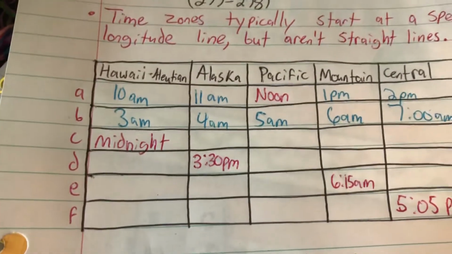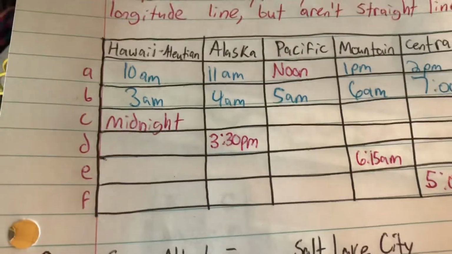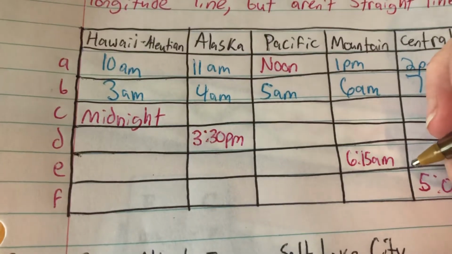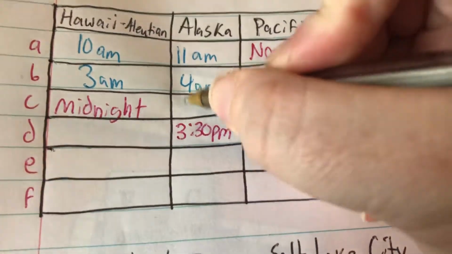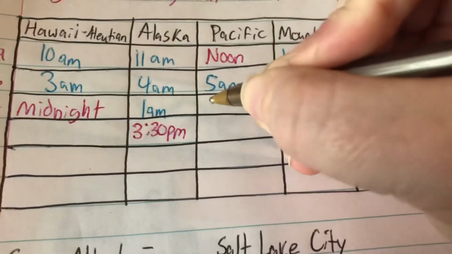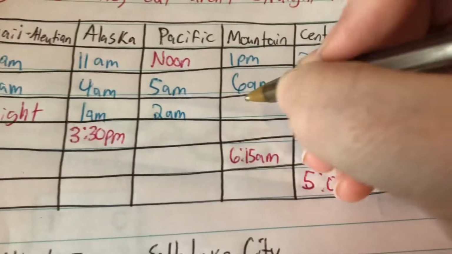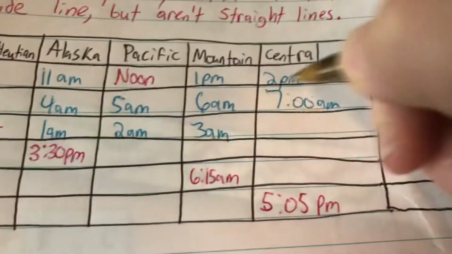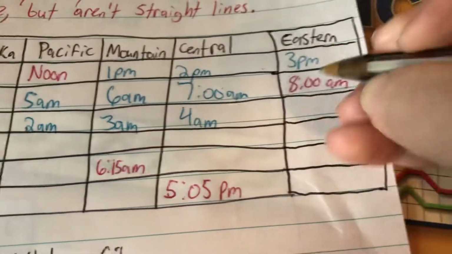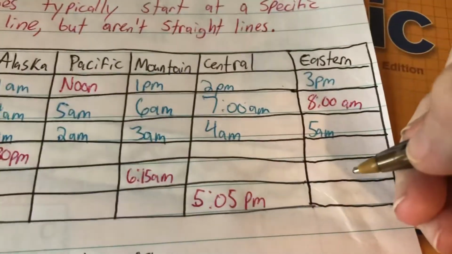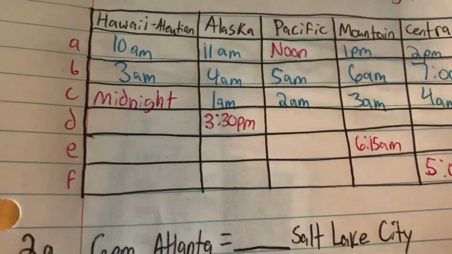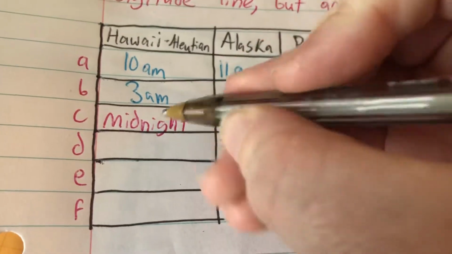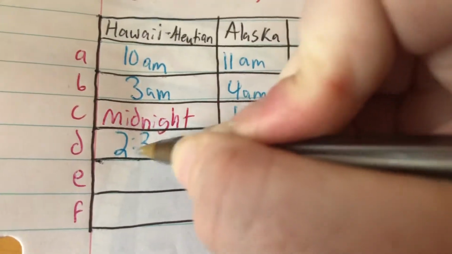Okay. On C, it starts us out with Hawaii Aleutian time zone at midnight, which would be 12 a.m. So Alaska would be 1 a.m., 2 a.m. for Pacific, Mountain would be 3 a.m., Central would be 4 a.m., and Eastern would be 5 a.m. So when it is midnight in Hawaii, it is 5 a.m. here. Okay, on D, it gives us 3:30 p.m. in the Alaska time zone. So to the west in Hawaii, it would be 2:30 p.m.